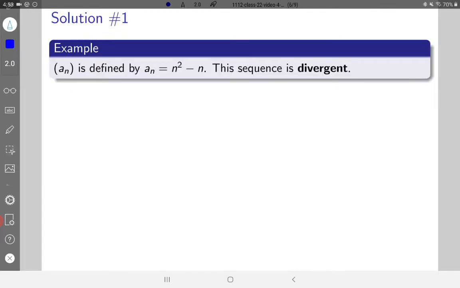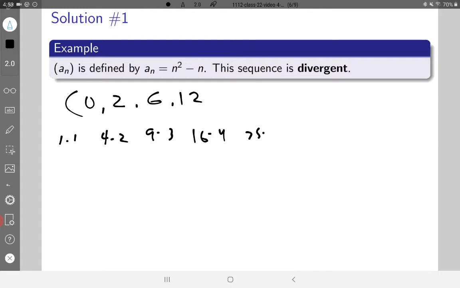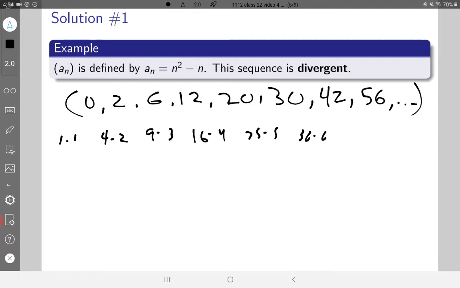Okay, here's the sequence a_n defined by n squared minus n. Turns out this sequence is divergent. Here's how I could explore that. When n is 1, I get 1 minus 1, so I get 0. When n is 2, I get 4 minus 2, so I get 2. When n is 3, I get 9 minus 3, I get 6. When n is 4, I get 16 minus 4, I get 12. Then 25 minus 5, 36 minus 6, 49 minus 7, 64 minus 8, and so on. These numbers are just getting bigger and bigger and bigger.